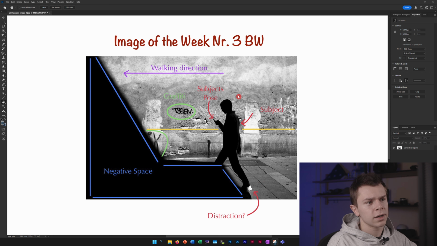But what I really like, as already mentioned, is the subject's pose, holding the phone in the hand, looking at the phone and just walking, and the other hand just hanging off.